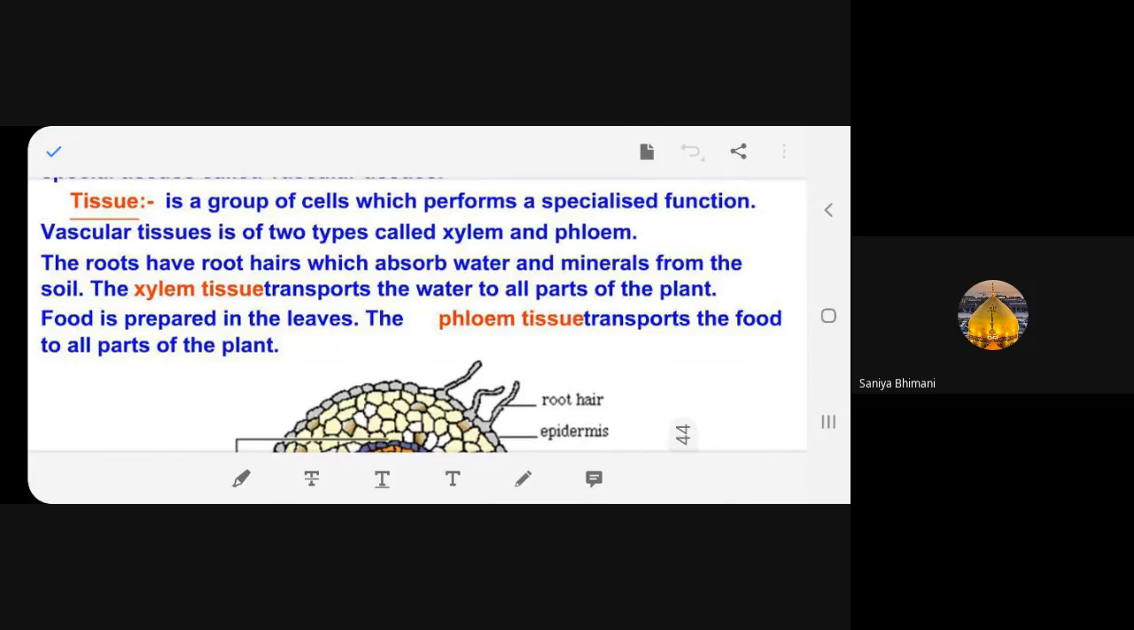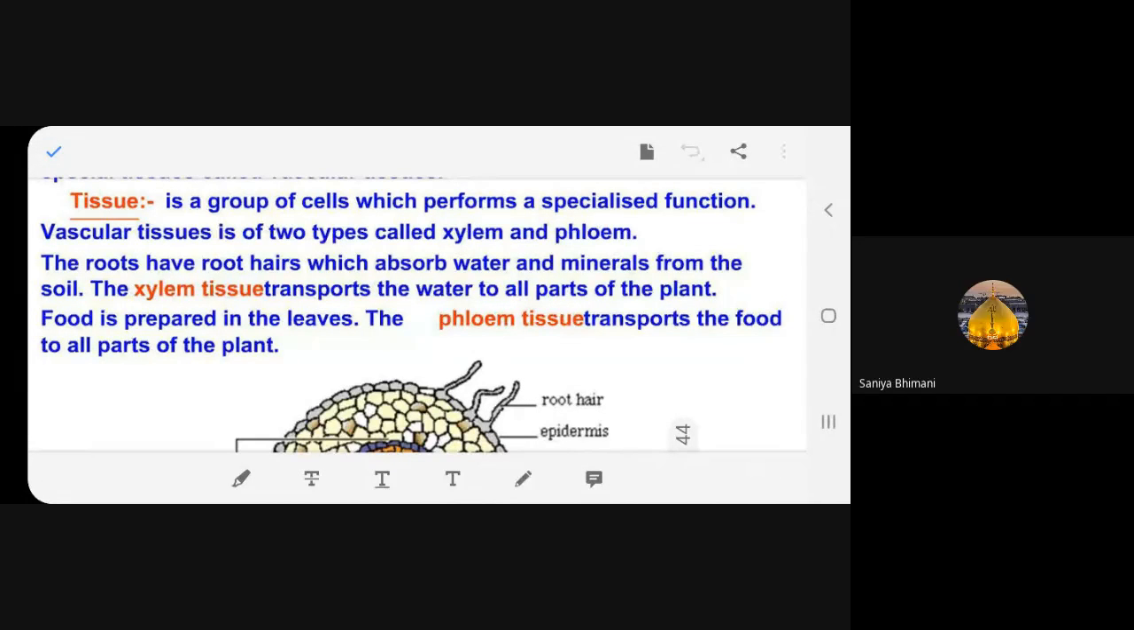So it is traveling from the root to the top of the plant through xylem. The water and nutrients travel through xylem, and xylem is spread throughout the plant body. Similarly, phloem is also spread throughout the plant body. The only difference in function is that the water and nutrients move through xylem and the food moves through phloem. All of you agree?